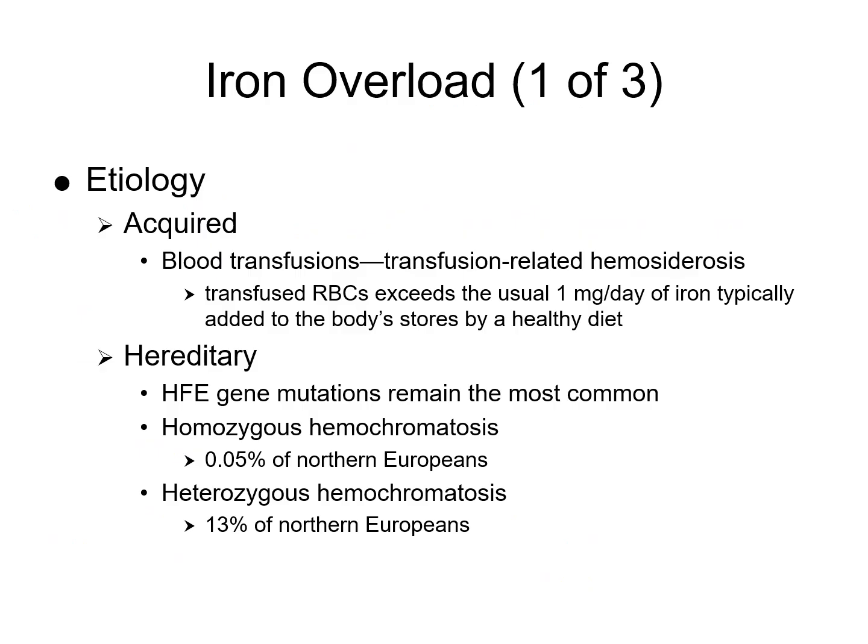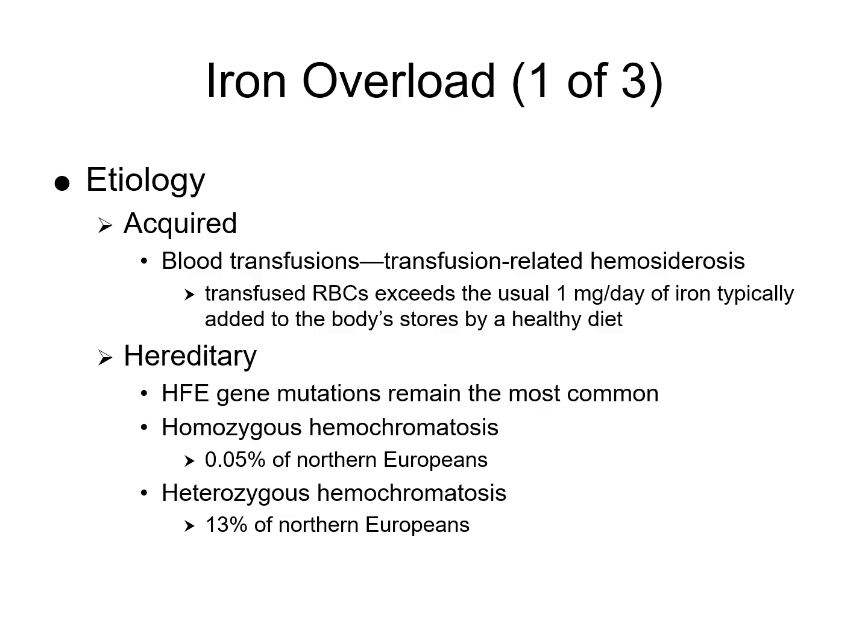Iron overload. You can have acquired iron overload, and this can be from blood transfusions. If they've had transfusions, it would be called transfusion-related hemosiderosis. This would be from frequent transfusions, which can cause iron accumulation because the iron from the transfused red blood cells exceeds the normal daily dietary iron intake. This excess iron accumulates in body tissues, leading to iron overload complications.